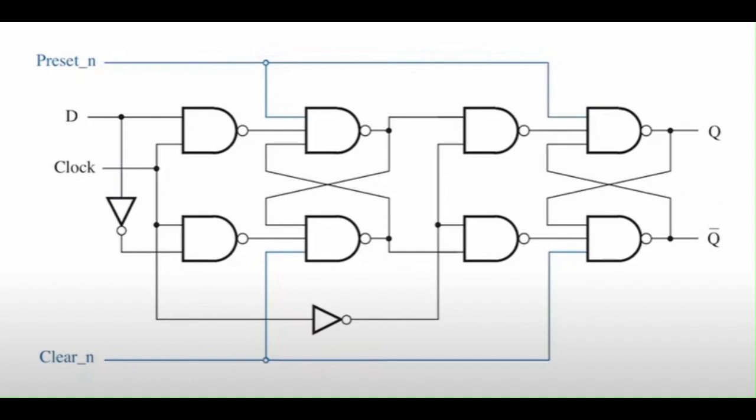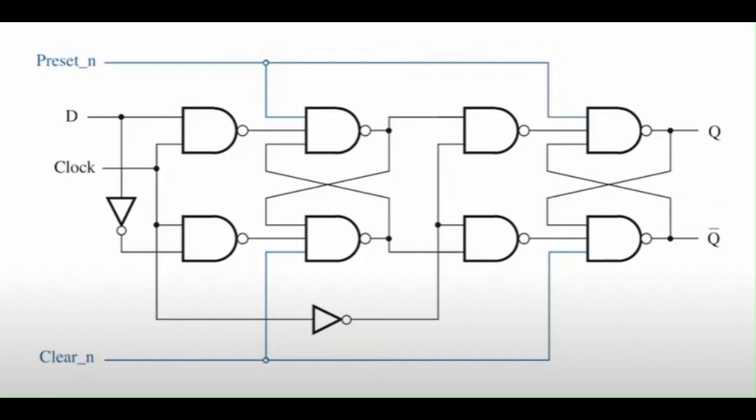To start, let us look at the structure of a D flip-flop. Here we have a simple D flip-flop composed of two latches in a master-slave configuration. We have added wiring here and here to implement the set reset functionality. This wiring ensures that we can set the flip-flop to 1 or clear it to 0 regardless of the D input and sometimes regardless of clock signal.